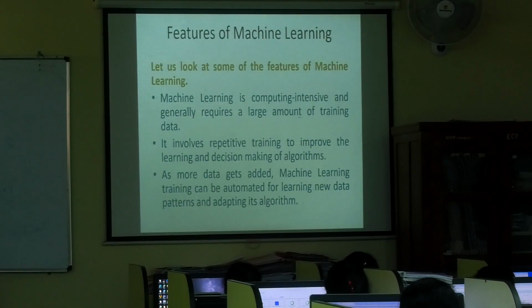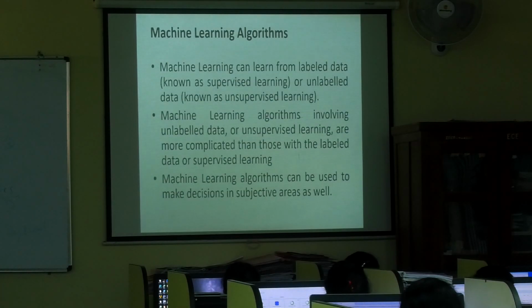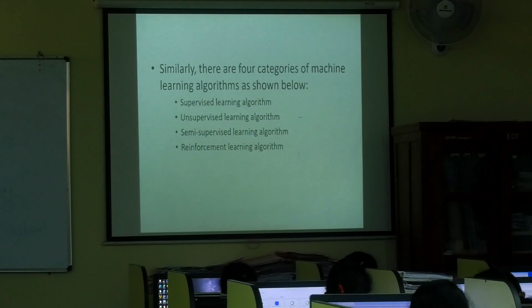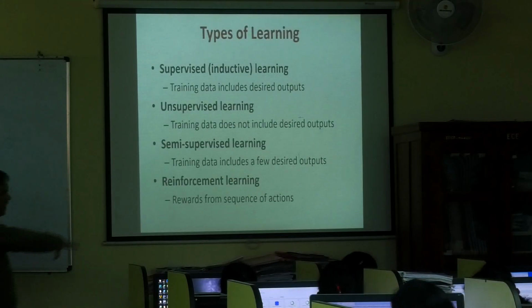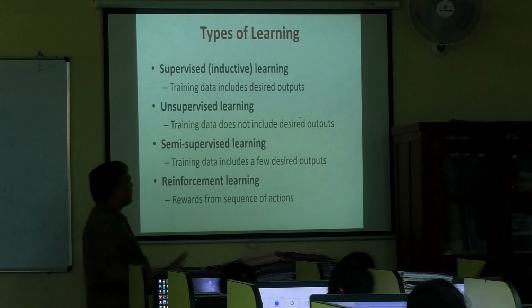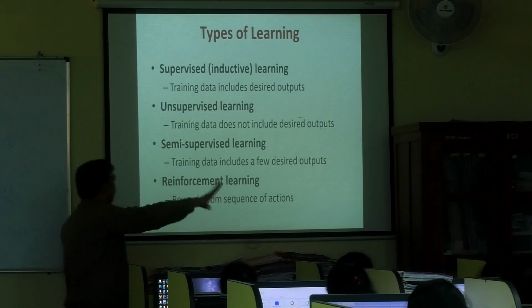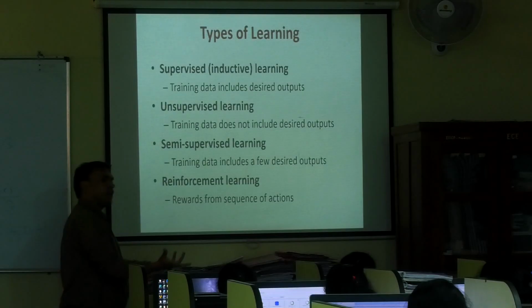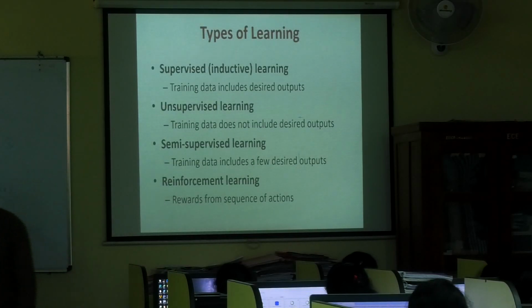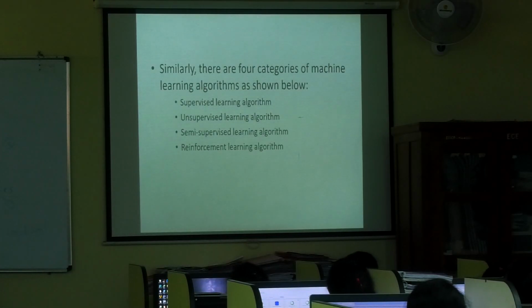The features of machine learning, that means, so already we have classified the algorithms. Training data includes desired output. Training data does not include desired output. Training data includes a few desired outputs, that is semi-supervised, and reward will be given based on the actions. These are the types of learning.